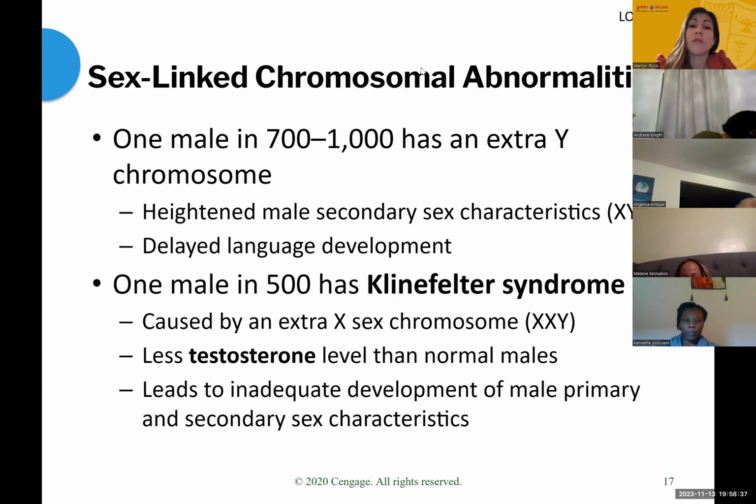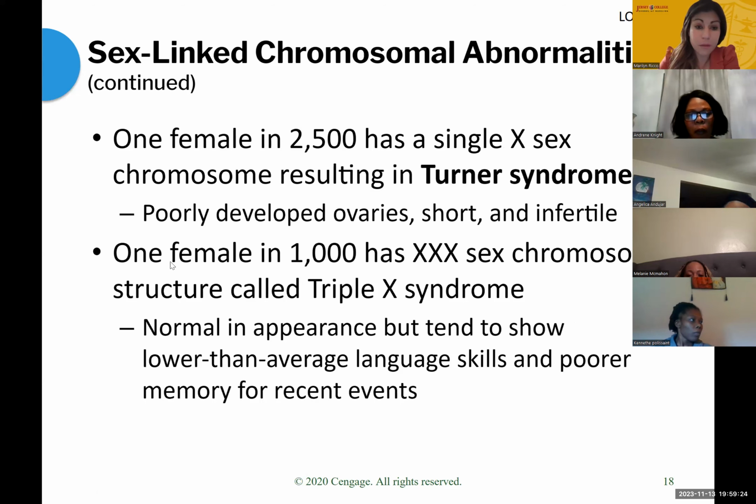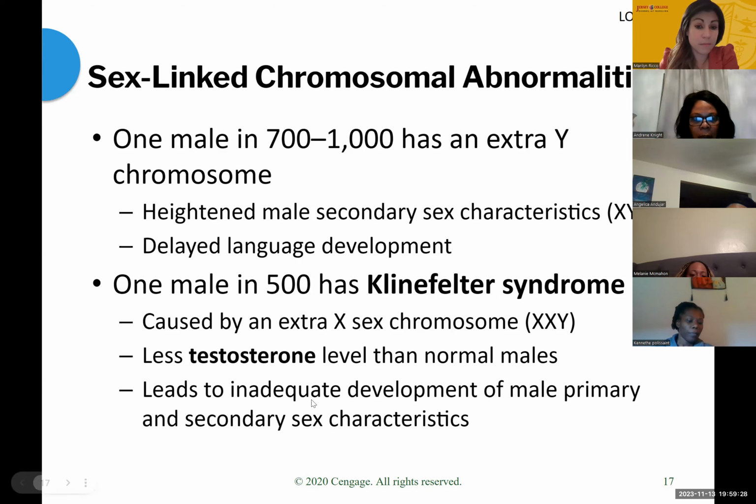So some sex-linked chromosomal abnormalities. One male in 700 to 1,000 has that extra Y chromosome. Because they have that, they have heightened male secondary sex characteristics, and may even develop language delay. One male in 500 has what we call Klinefelter syndrome. It's caused by that extra X sex chromosome, and it causes them to have lower testosterone levels than normal males. And it leads to inadequate development of male primary and secondary sex characteristics, which means they are linked to not being able to have children. Most cannot.